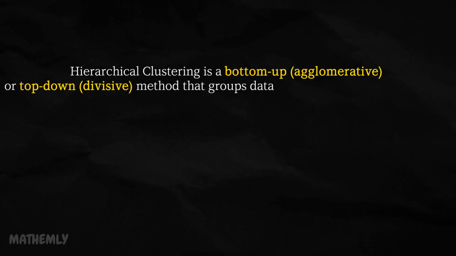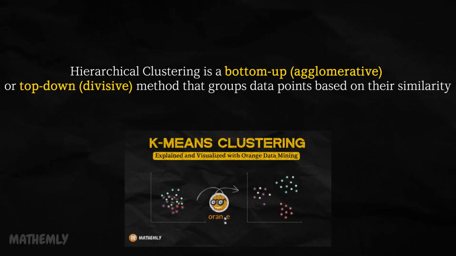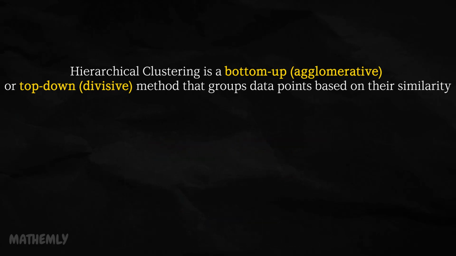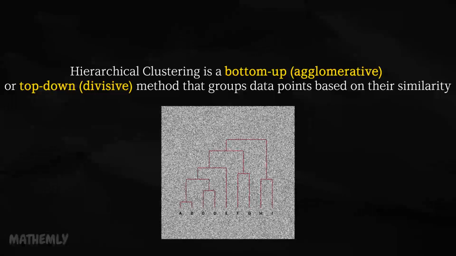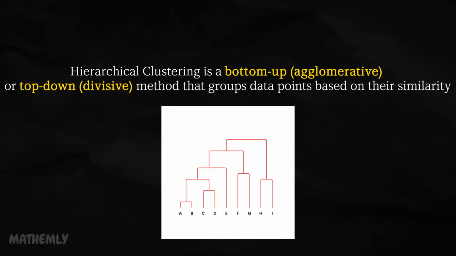Hierarchical clustering is a bottom-up, agglomerative, or top-down, divisive method that groups data points based on their similarity. In our previous video on k-means clustering, we saw how clustering works when we specify the number of clusters in advance. But what if we don't know the ideal number of clusters beforehand? That is where hierarchical clustering comes in. Instead of predefining the number of clusters, it builds a tree-like structure, a dendrogram, that shows how clusters naturally form and merge at different levels. Let's break it down step by step.